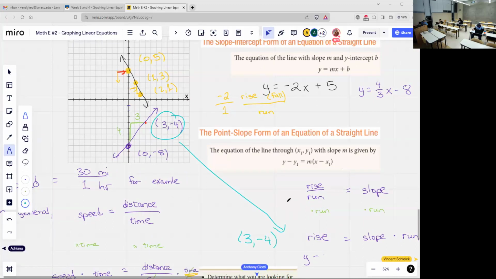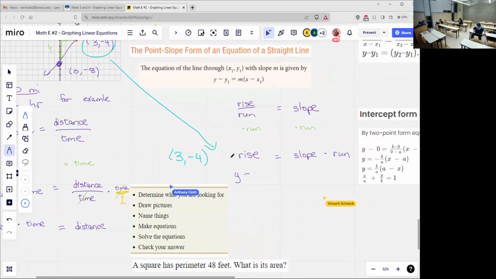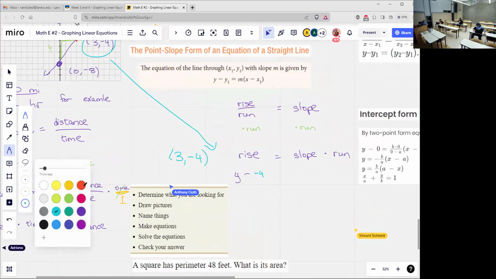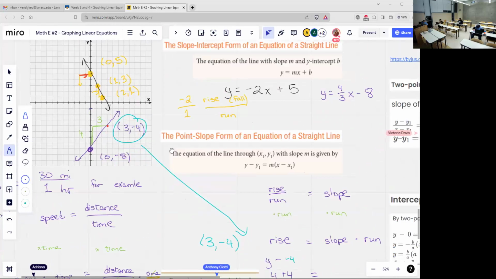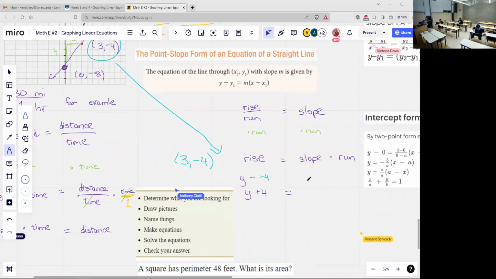Three comma negative 4. So what is the height of that particular thing? It's a negative 4. When I plug that in, then I'm actually going to say y plus 4 because I don't want negative negative. And then the slope. What was the slope of that one? 4/3. And then the run was x minus a particular x, that particular x is 3.